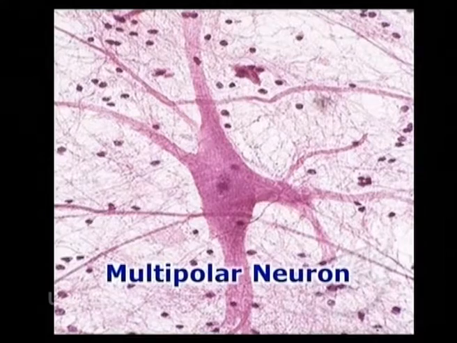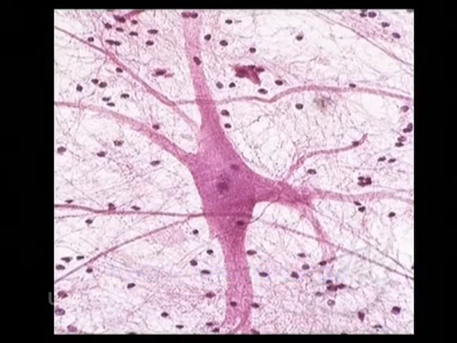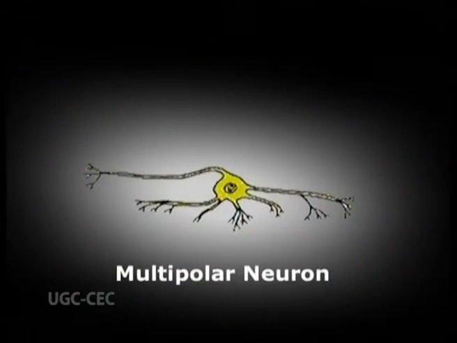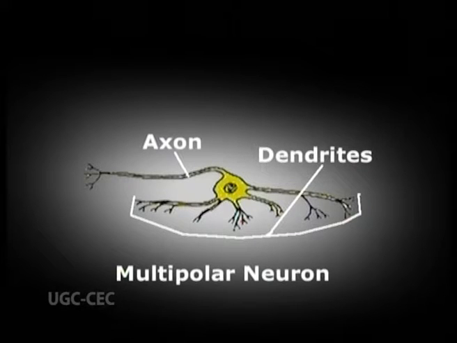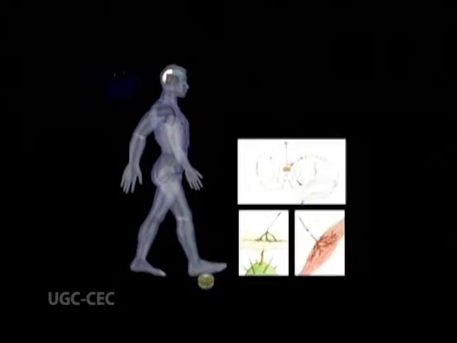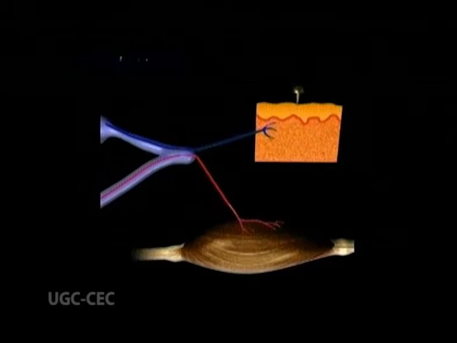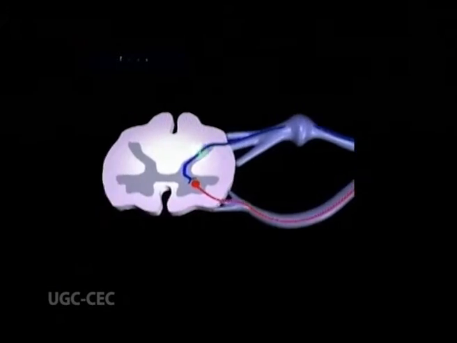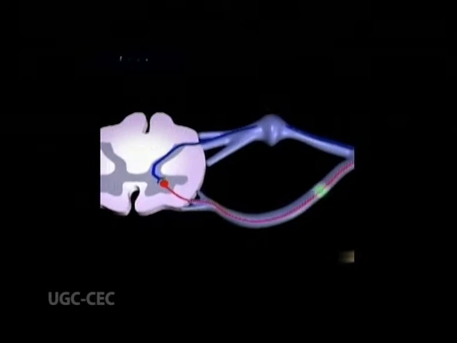Multipolar neuron. Multipolar neurons are so named because they have many or multiple processes that extend from the cell body, lots of dendrites plus a single axon. Functionally, these neurons are either motor, that is conducting impulses that will cause activity such as contraction of the muscles, or association, that is conducting impulses and permitting communication between neurons within the central nervous system.